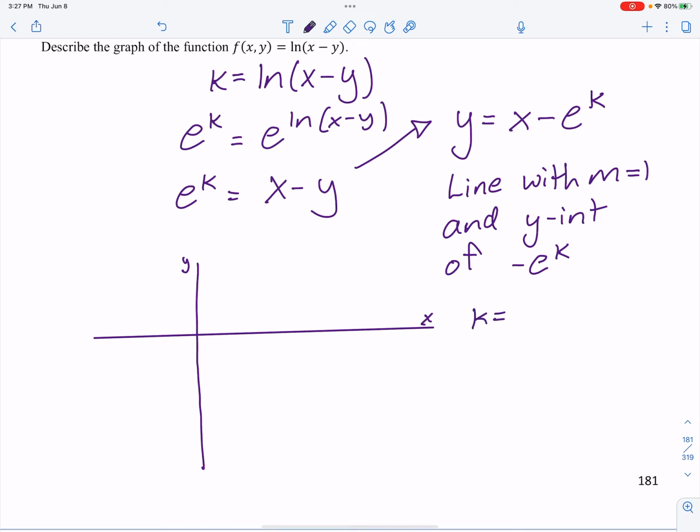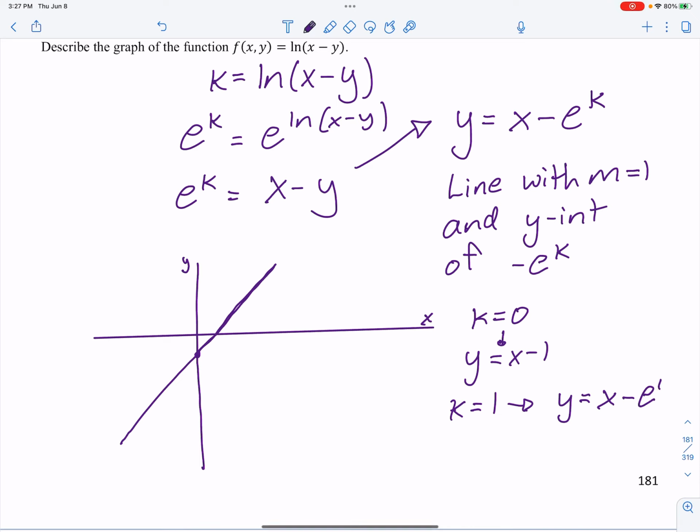Maybe we should do these. K equals 0 would be y equals x minus 1. So I get minus 1 and then a slope of 1, right? That's k equals 0, sorry. Now we'll do k equals 1, which is going to be y equals x minus e to the 1.